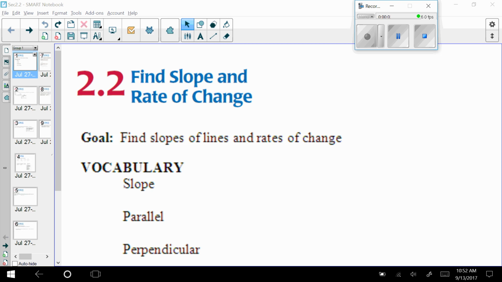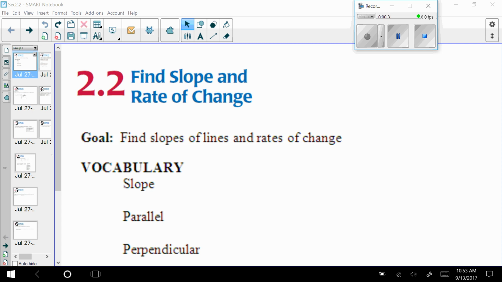Hi girls. Today we're going to look at section 2.2, Algebra 2 with Trig, and it's find slopes of lines and rates of change. So last lesson we did a little bit about functions, and specifically we looked at linear functions, but we used things like the vertical line test, y equals mx plus b, to put it in that slope-intercept form. But now we're actually going to look at slope, parallel lines, perpendicular lines, and rate of change.